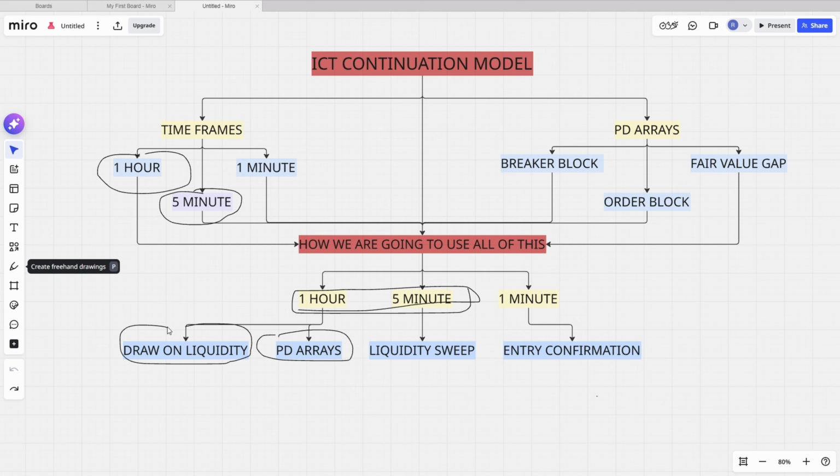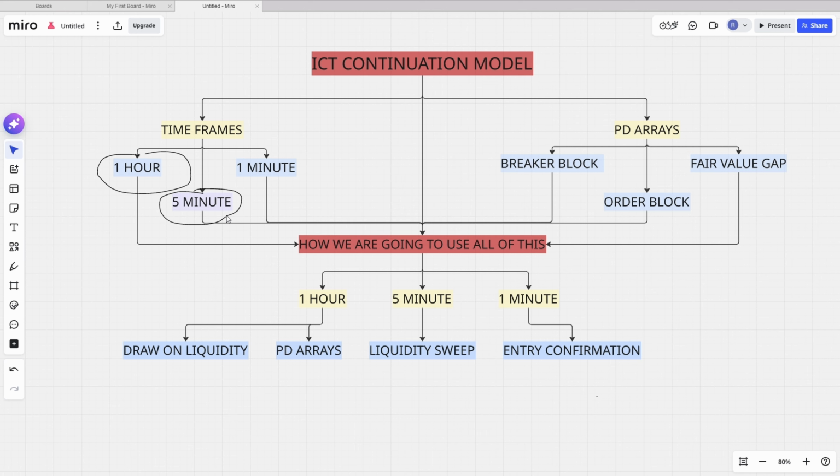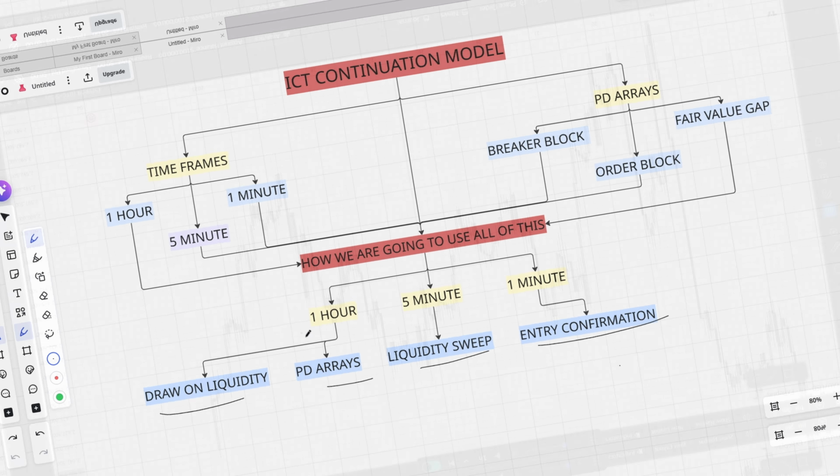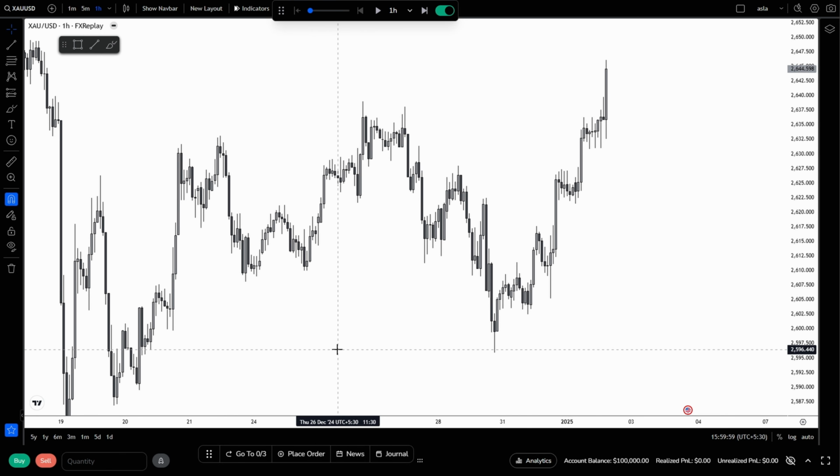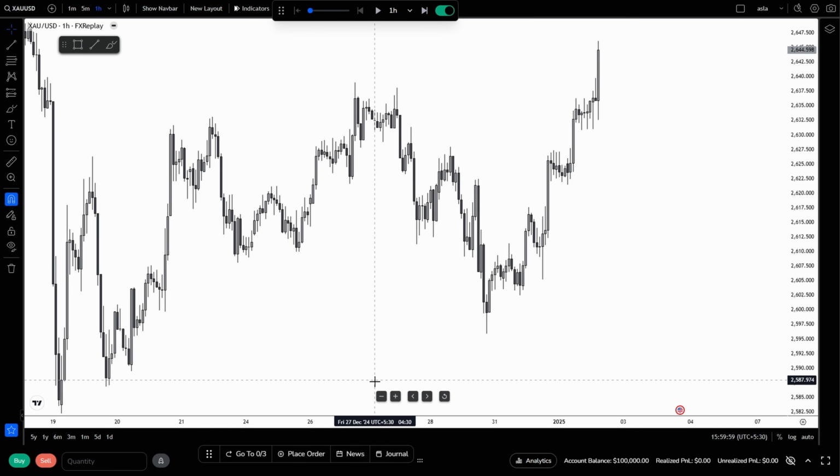In summary, the 1-minute time frame serves a single purpose: to provide a precise and confirmed entry that aligns with the higher time frame draw on liquidity and the continuation narrative. This completes the execution phase of the continuation model. Now let us walk through a practical example to demonstrate how this continuation model is applied directly on the charts.